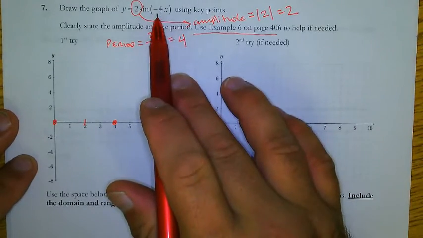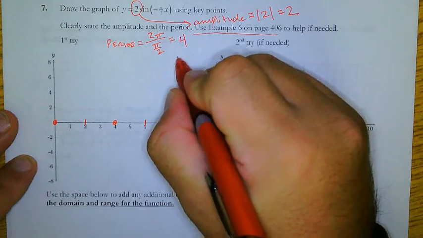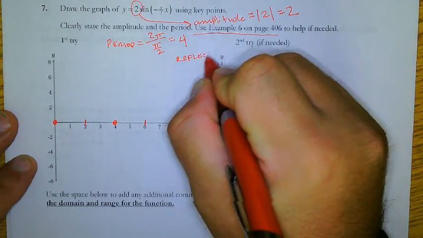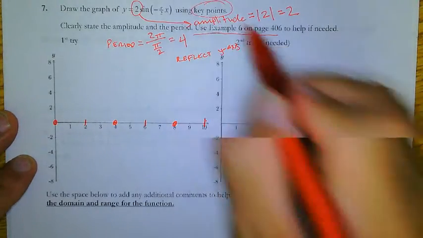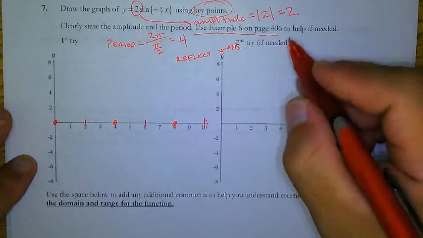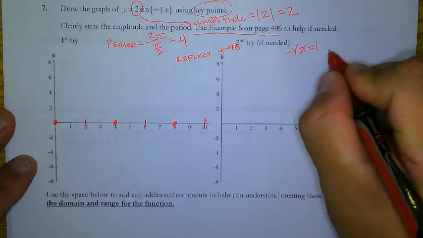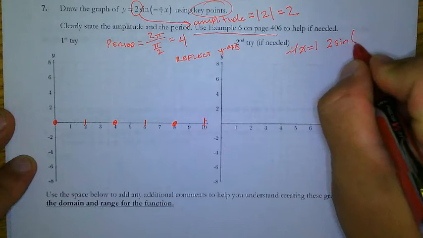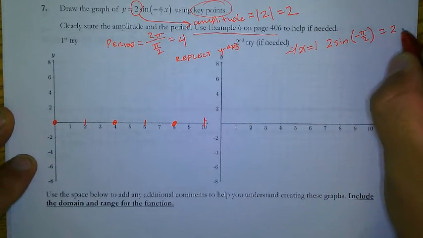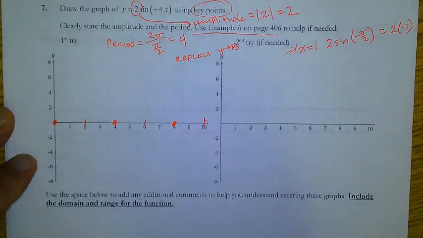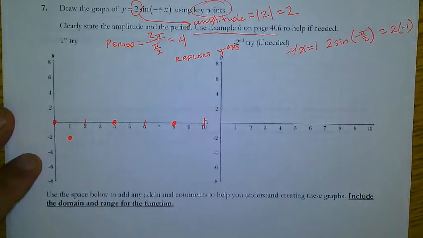Next, this negative tells me I've reflected the x-axis, or the y-axis, excuse me. I know that I have a reflection in the y-axis. Okay? And when I'm told to use key points, I can think of little pieces that can help me graph it. So I can say, as an example, if x is equal to 1, I have 2 sine of negative pi over 2. Well, 2 sine of negative pi over 2 is 2 times negative 1, which means that when x equals 1, my function is equal to negative 2.